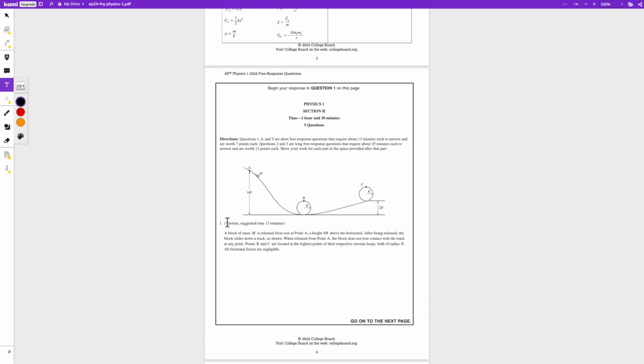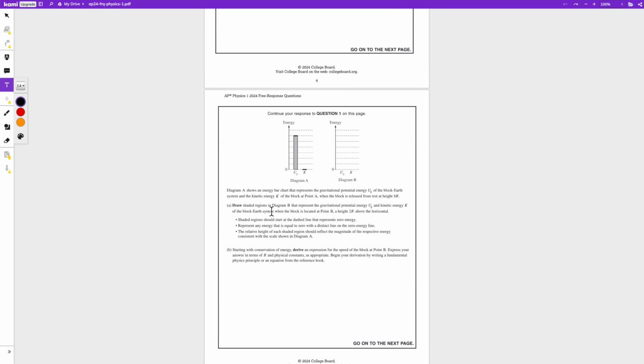So, question 1 here. The summary of this question is you have a block of mass m and it goes down this ramp, goes through a loop, goes through another loop, and here. And this whole ramp is frictionless, and you start at point A, which is 6r above the ground. So, on to the first question.